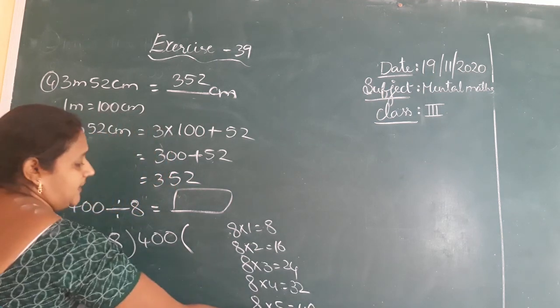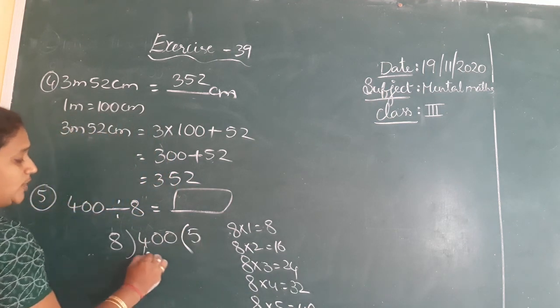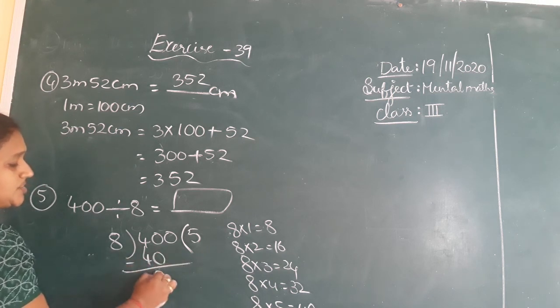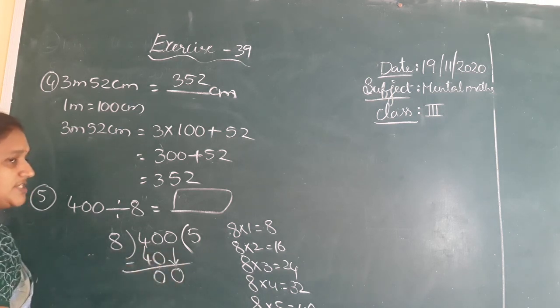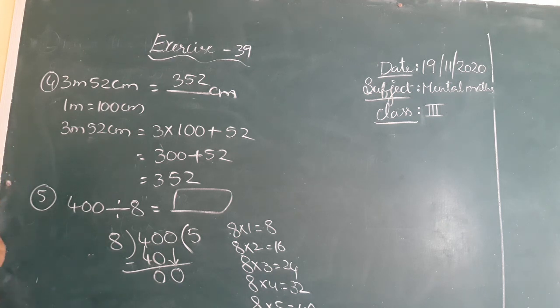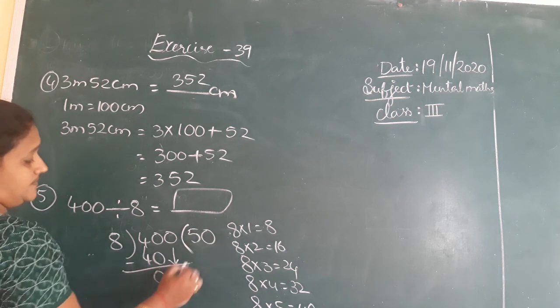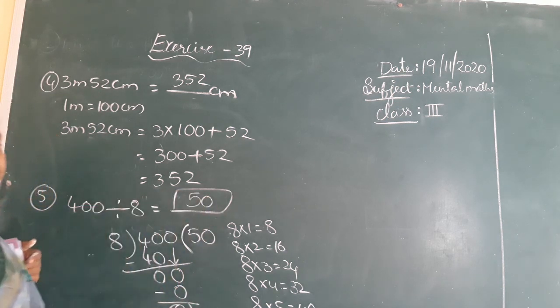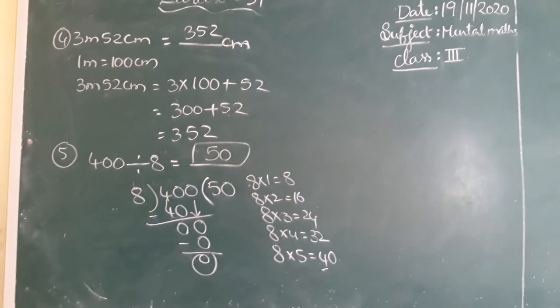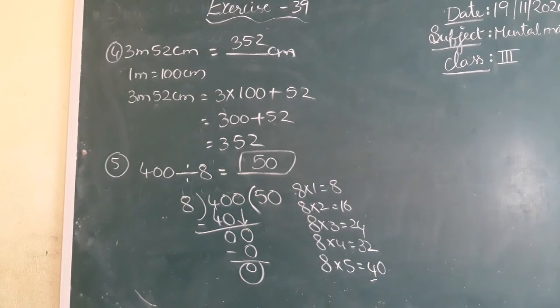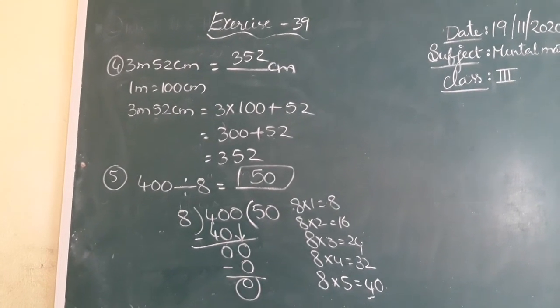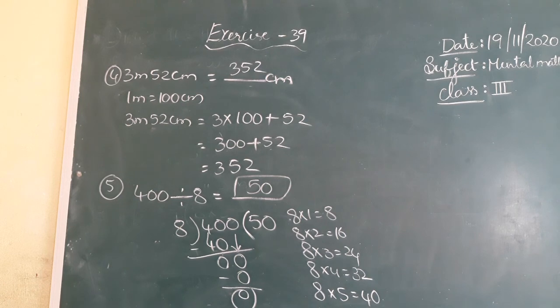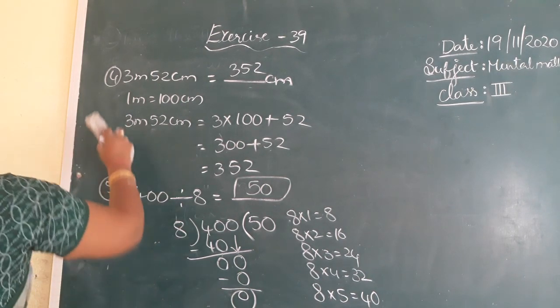So 8 fives 40 came now. Remainder 0. Now drop down the next number, that is also 0. 0 in 8 table, how many times does it go? 8 zeros 0. Remainder 0. So the answer is 50. Okay, next one.